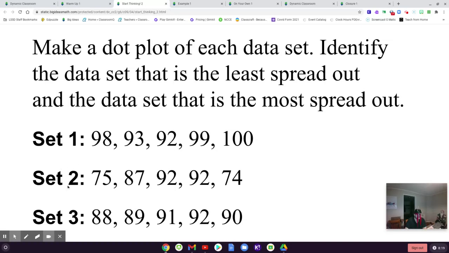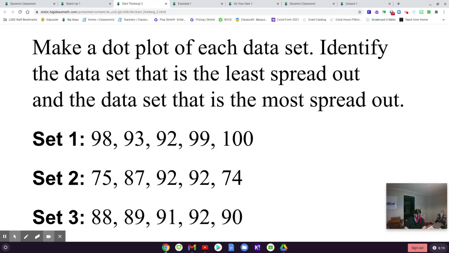Okay? Set 2, the biggest number, 92. The smallest number, 74. You subtract 92 minus 74, that's 18. So set 2 is spread out by 18 numbers. Set 1's only spread out by 8 numbers. And then if you look at set 3, our biggest number is 92, and our smallest number is 88. So 92 minus 88 is 4. So set 3 is only spread out by 4 numbers.